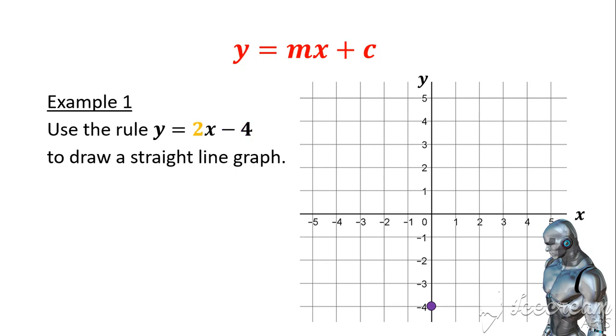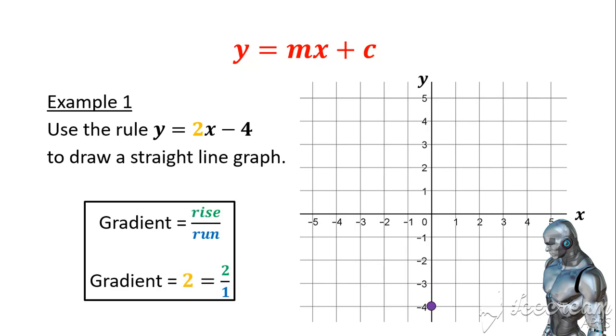Now, let's come back to this number m. M is the number that's multiplied by x. M represents the gradient, and we know the gradient is rise over run. So the number 2 can be written as 2 over 1 to turn it into a fraction. So, going to our point on the graph where we cross over the y-axis at -4, we know we can rise up 2 squares and run along 1 square.